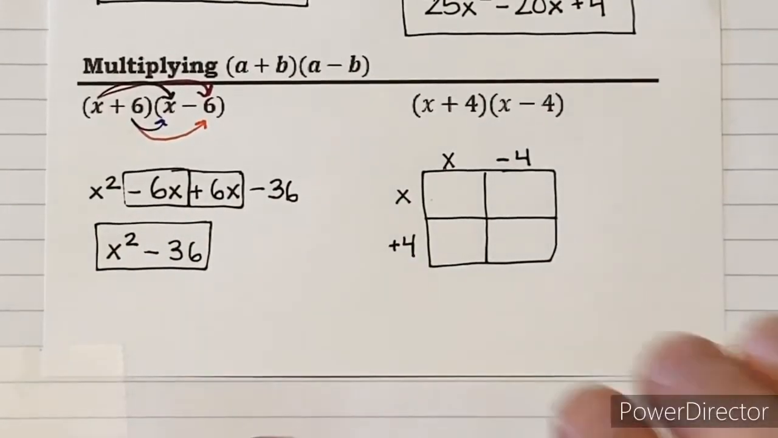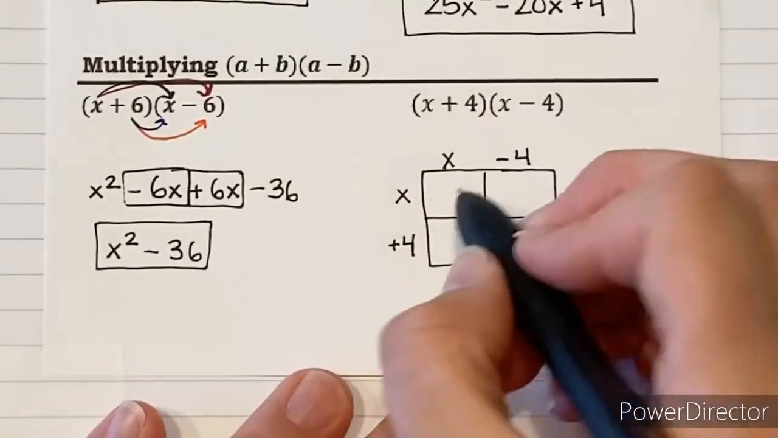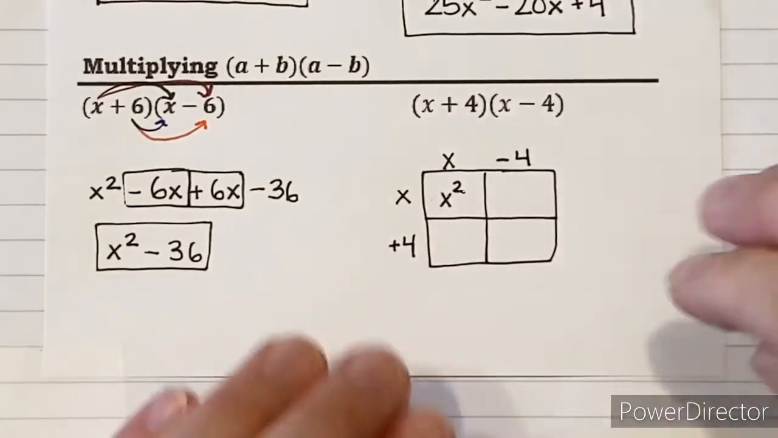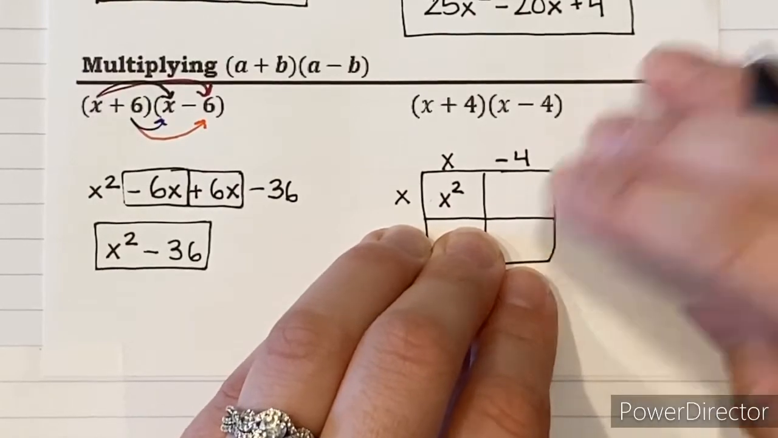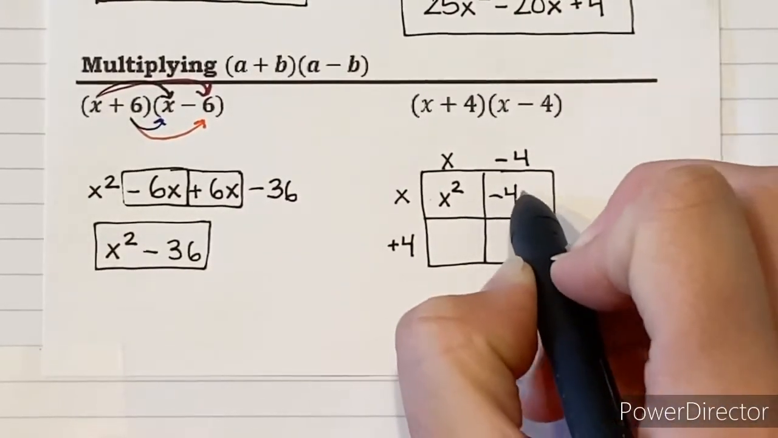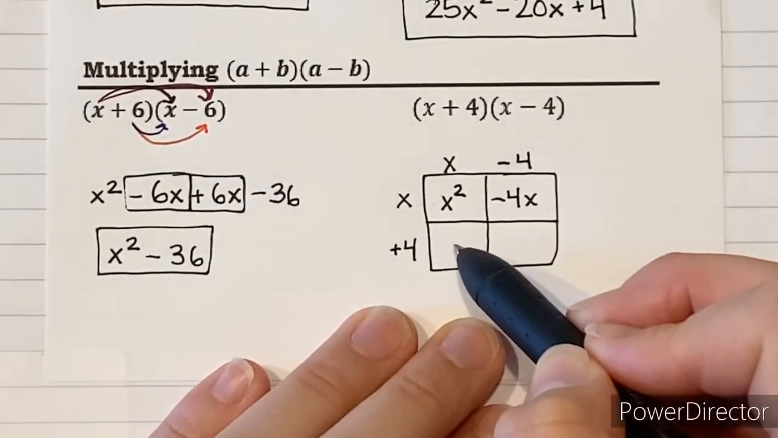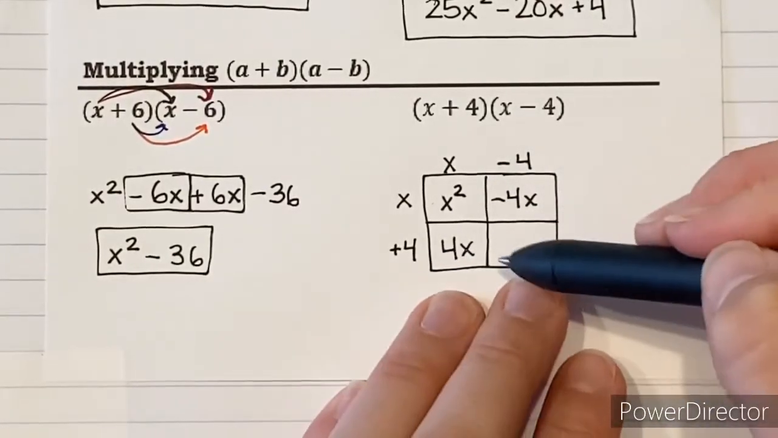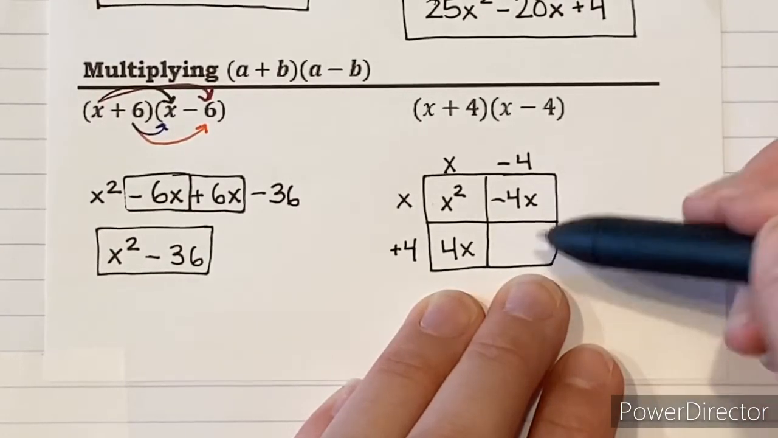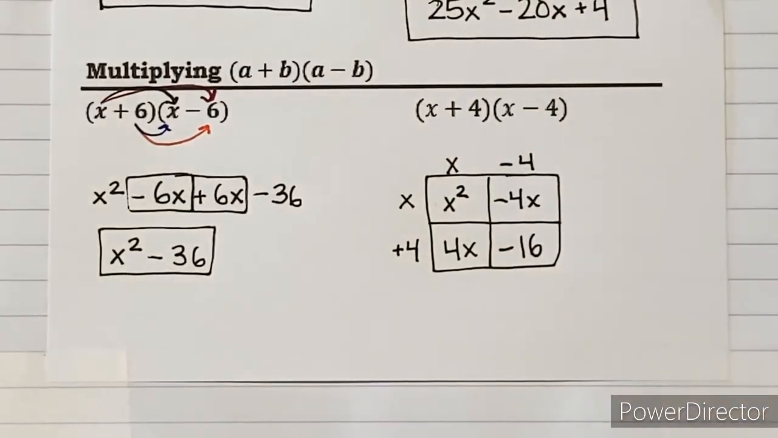The top left box, I'm going to cover this up again. Top left box is just x times x, which will give me x squared. Top right hand box will give negative 4x, because it's x times negative 4. Bottom left box is 4 times x, which is 4x. And then the bottom right, that's 4 times negative 4, which is negative 16. And now we need to take all that information out of the box and write it down.